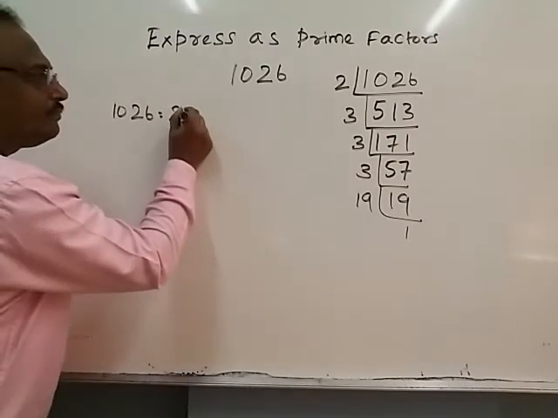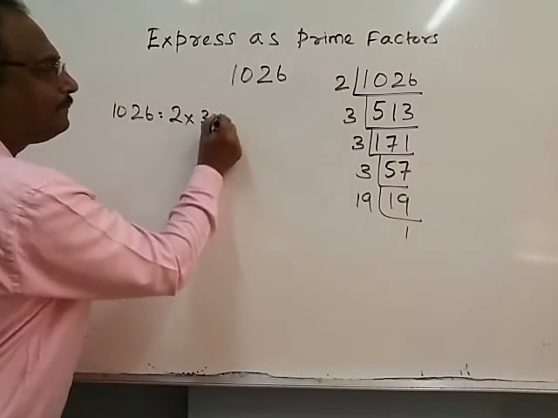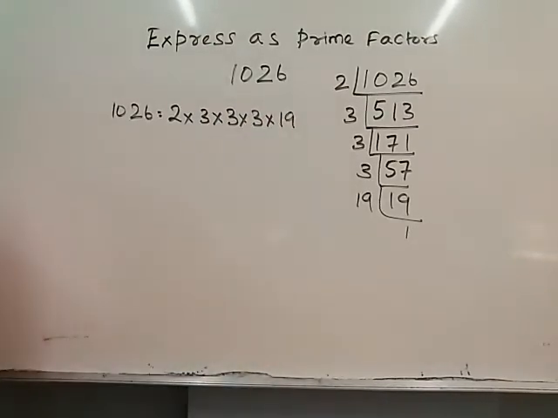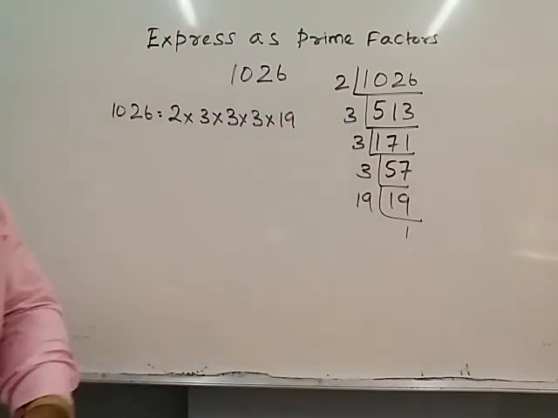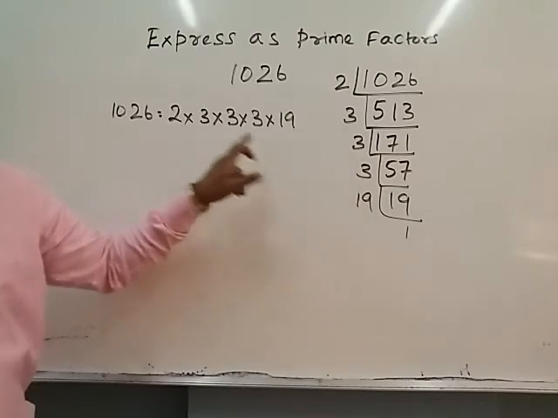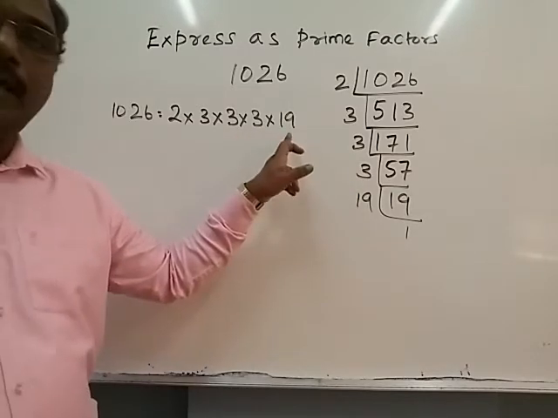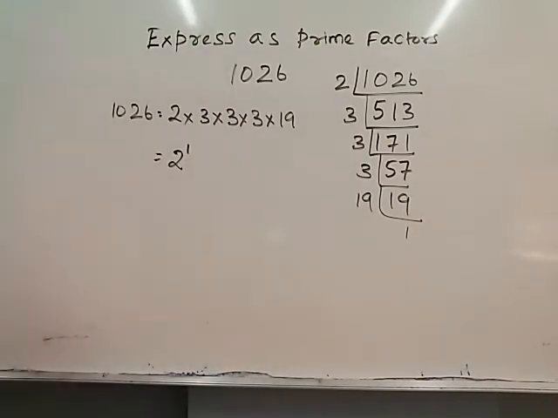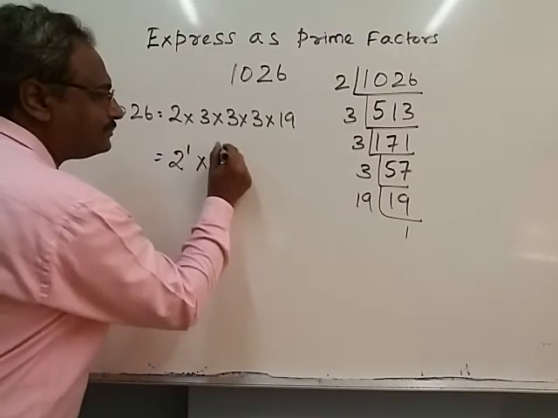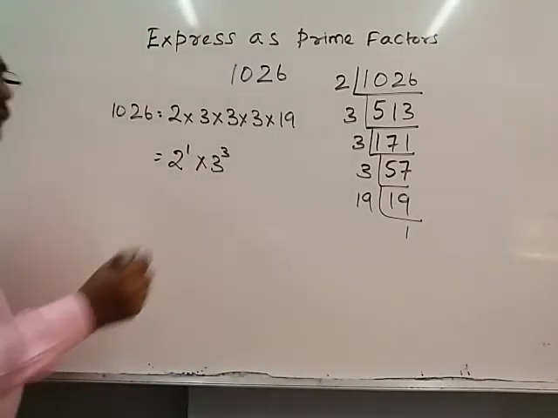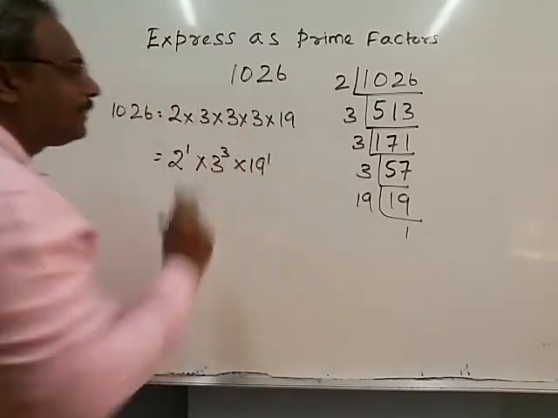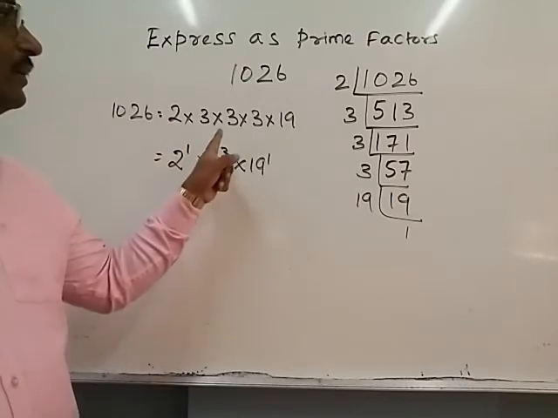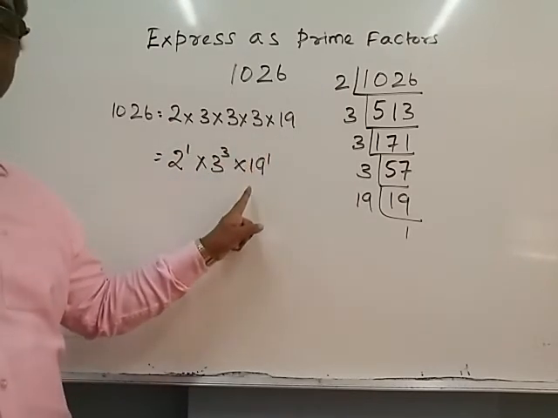So now how can I write 1026? I have 2 multiply 3 multiply 3 multiply 3 multiply 19. Correct? So this is equal to 2 power 1, 3 power 3, and 19 one time, so 19 power 1. So what we have is 2 one time, 3 three times, 19 one time.